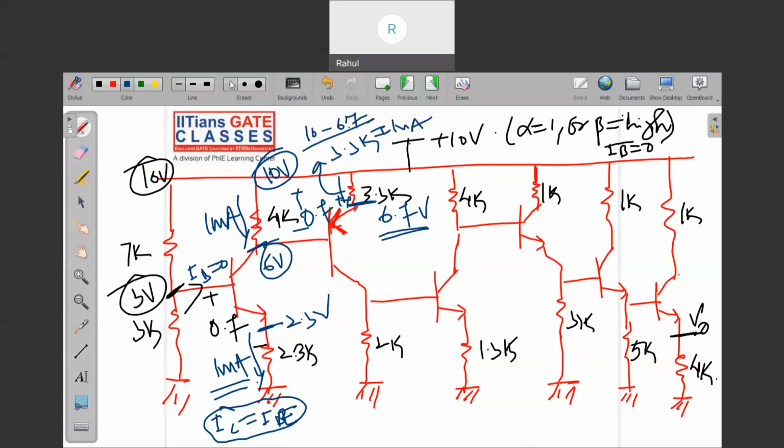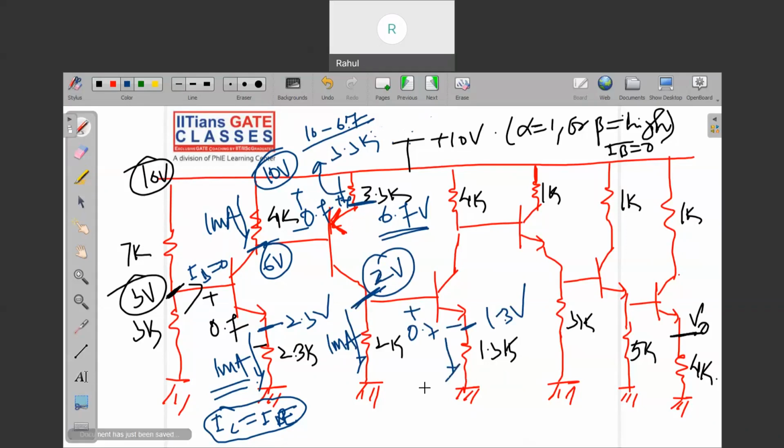The current will be 1 milliampere, and the same current will flow here. The potential here is 2 volt, because 1 milliampere into 2k, as the base current is neglected. So this 2 volt comes down by 0.7, so the value will be 1.3 volt, and again the current is 1 milliampere flowing here.